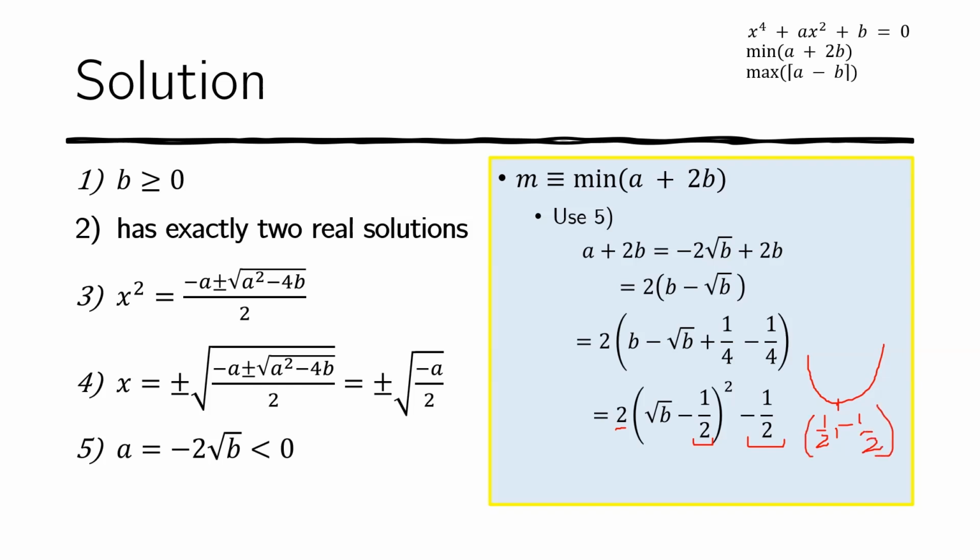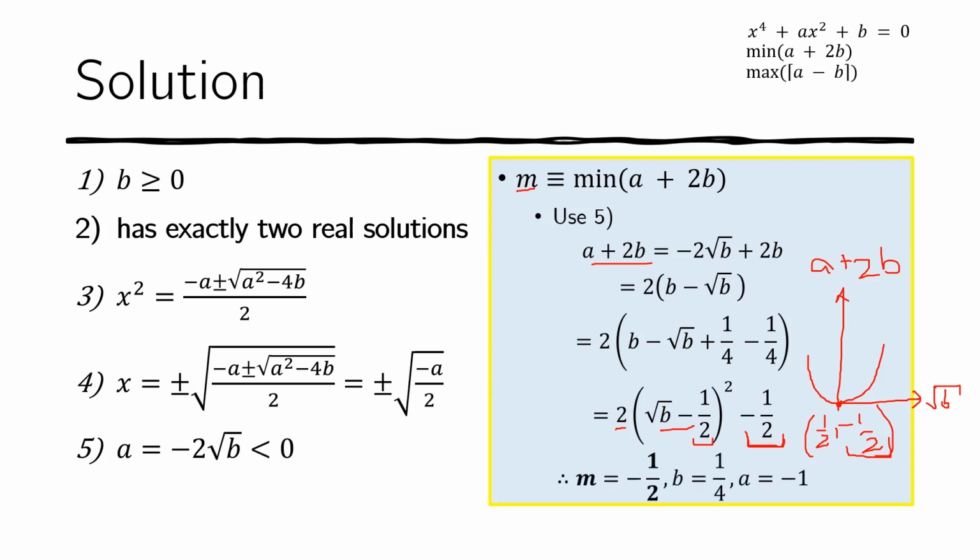Therefore, and also for this parabola, we know that the horizontal axis is the square root of b. That's this one. And the vertical axis is the left-hand side, which is a plus 2b. So we can now know the minimum value of a plus 2b. In other words, we can now know m, and that is at this vertex, and that is -1/2, this bit here.